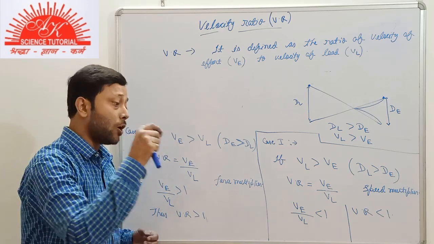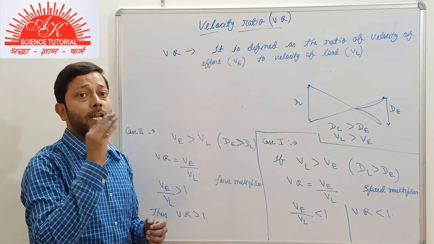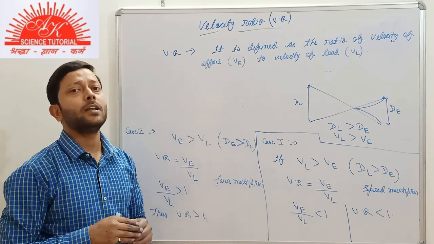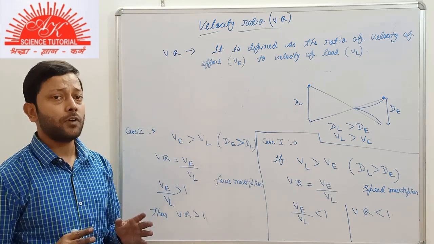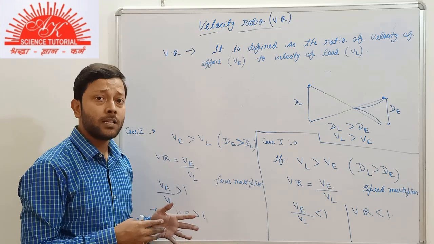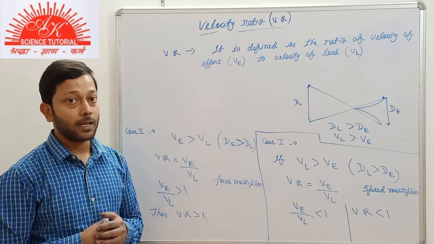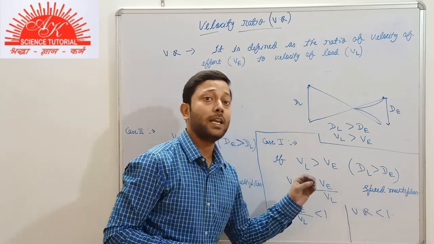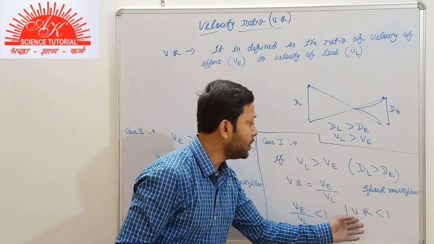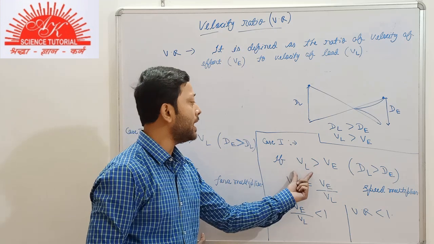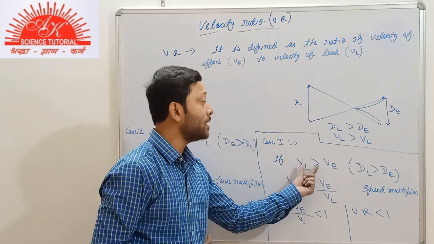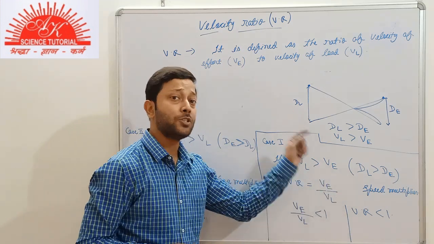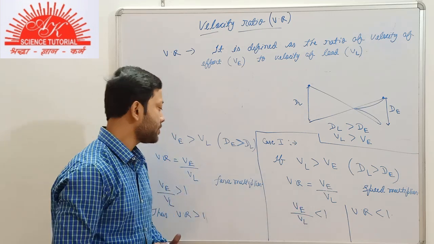But according to the same condition, if the MA is less than 1, then we were not that confident that the machine is a speed multiplier. But now, if the VR is less than 1, we can easily tell that it means VL, the velocity of load, is greater than the velocity of effort. So the machine must be a speed multiplier.